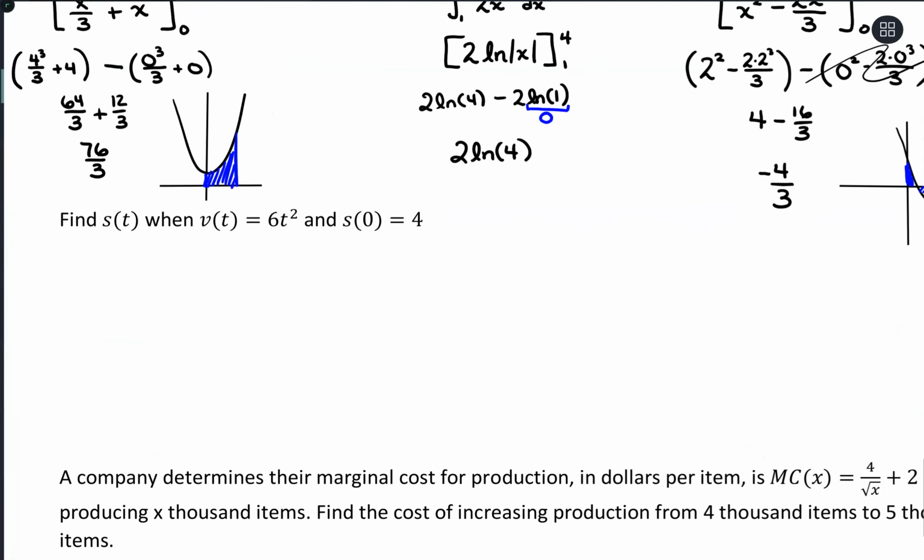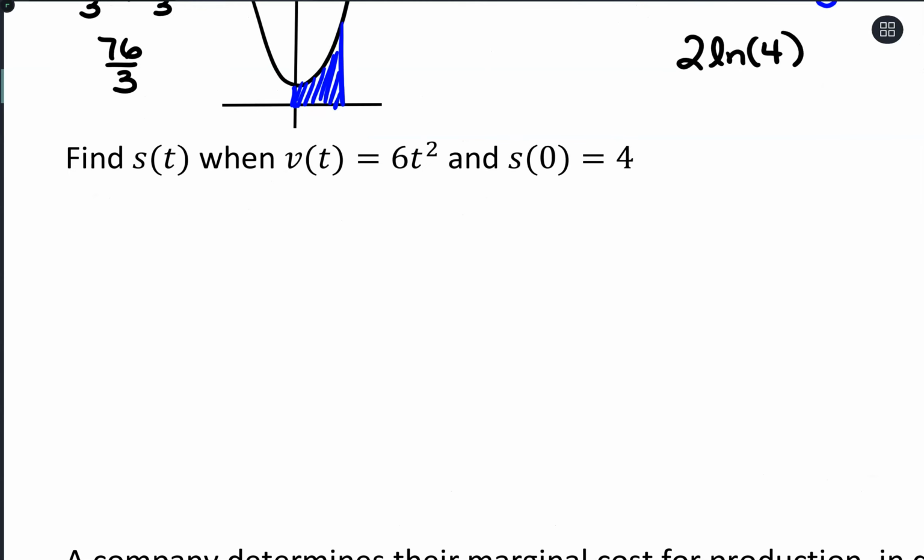Okay, let's talk about some word problems. So find s of t when v of t equals 6t squared. So just as a refresher, s of t is our position function. So that's where the output is a distance given a certain amount of time.